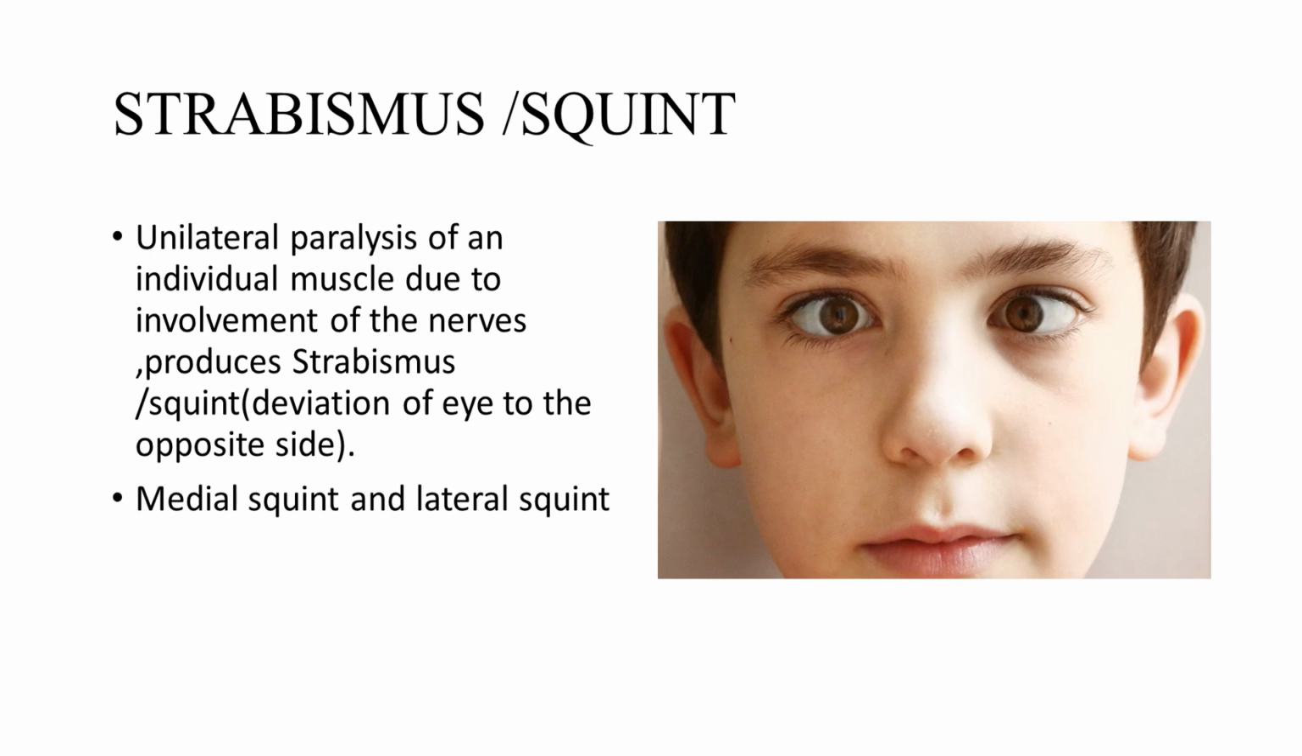It has two varieties, the medial squint and the lateral squint. In the medial squint, the muscle paralyzed will be the lateral rectus and the nerve involved is the abducens nerve, which is supplying the lateral rectus. In the lateral squint, the muscle involved will be the medial rectus and the nerve involved will be the oculomotor nerve, which is supplying the medial rectus. So due to the involvement of these nerves, the corresponding muscles, the medial rectus and the lateral rectus, get paralyzed, and finally the patient will land up in a condition known as squint or strabismus.